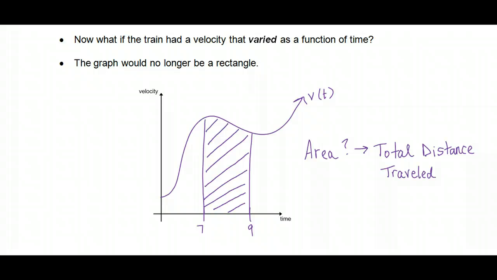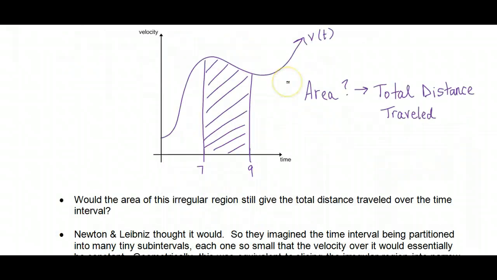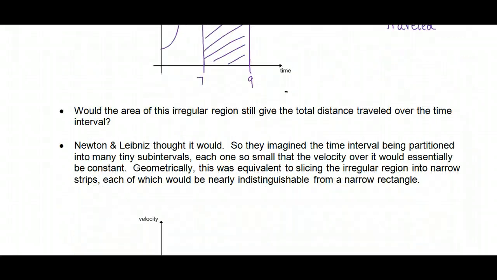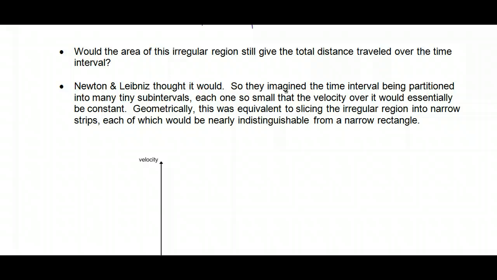Okay, so we're going to do this not with a big rectangle, but with smaller rectangles. I just had some questions here. Would the area of this irregular region still give the total distance? We kind of answered that already. Yes.